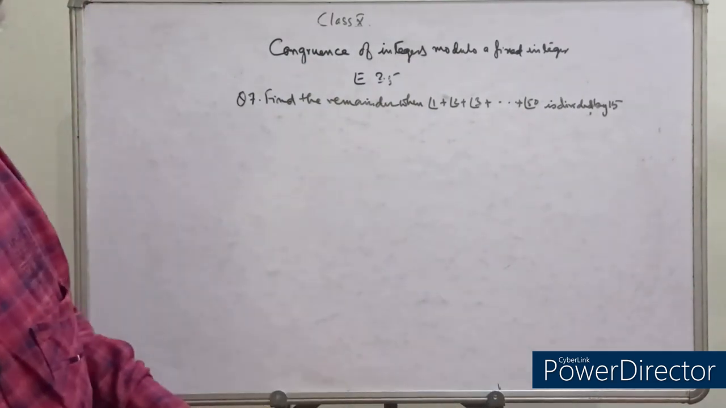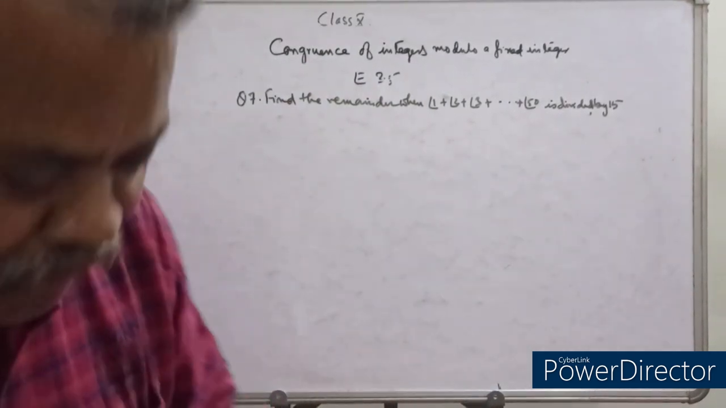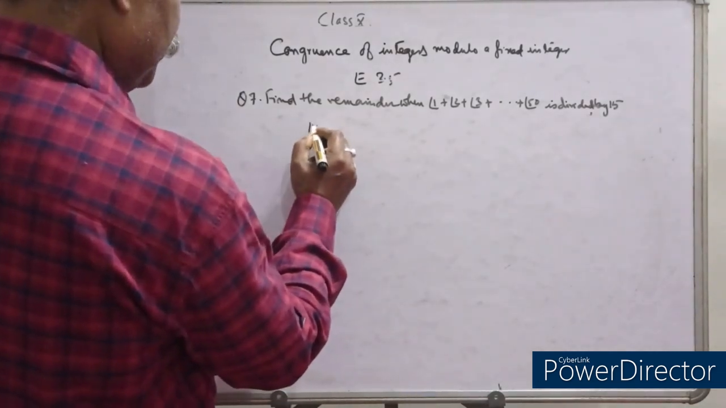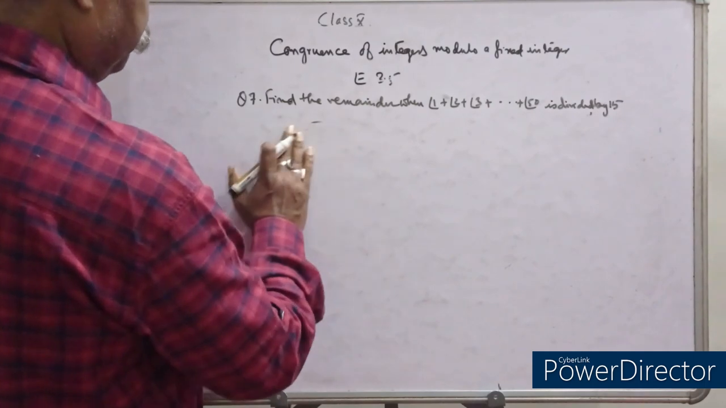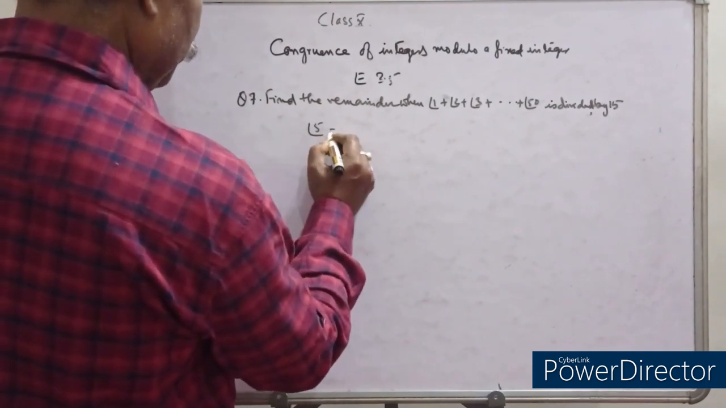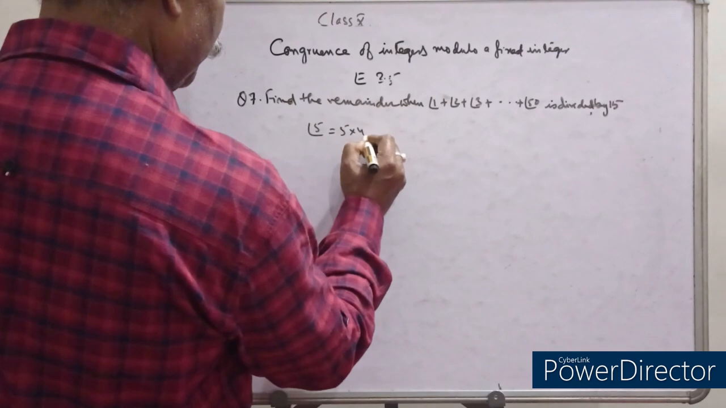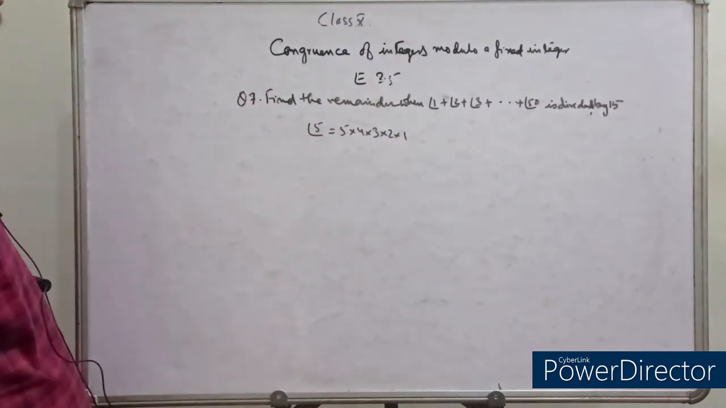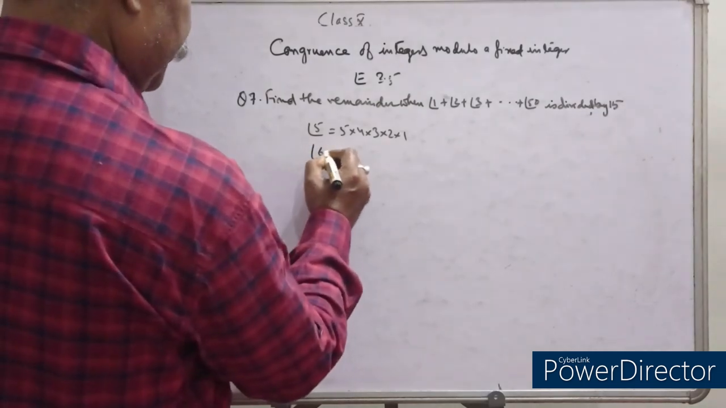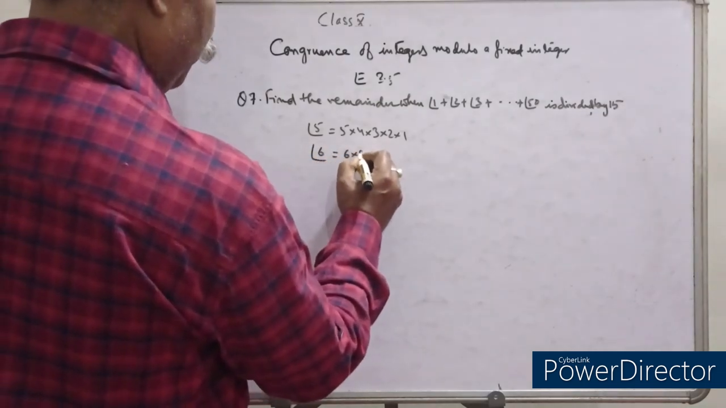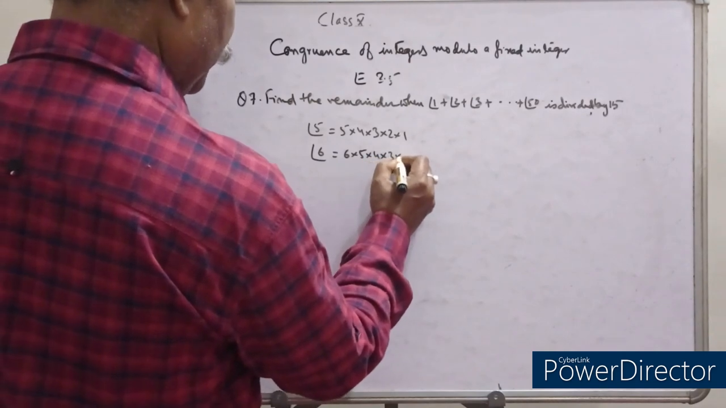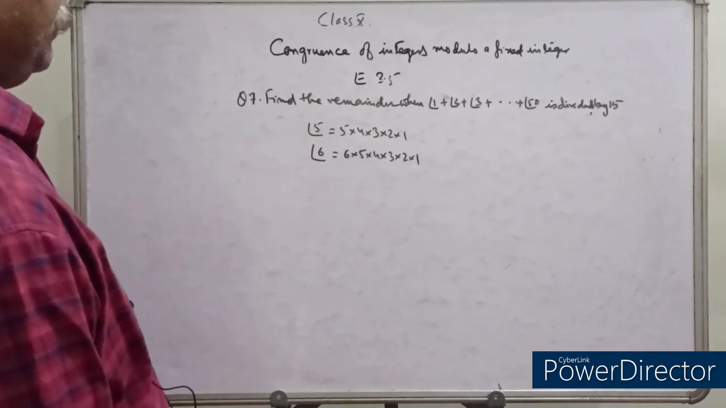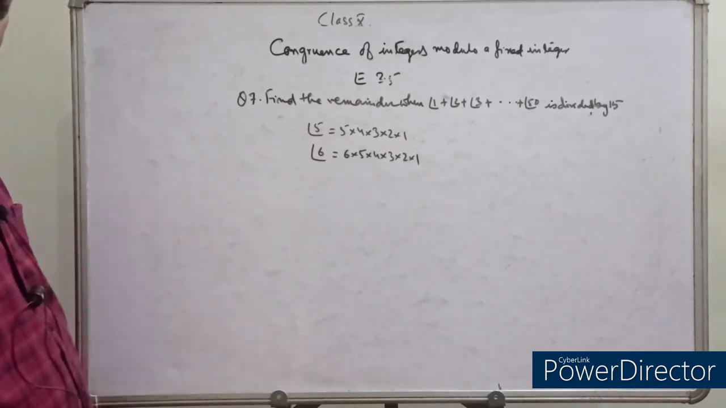So how to solve it? I will move from the minimum factorial which is divisible by 15. The minimum factorial divisible by 15 is 5 factorial, because 5 into 4 into 3 into 2 into 1 has 15 as a factor. Similarly, 6 factorial is 6 into 5 into 4 into 3 into 2 into 1, and here too 15 is present. So it starts from 5 factorial.